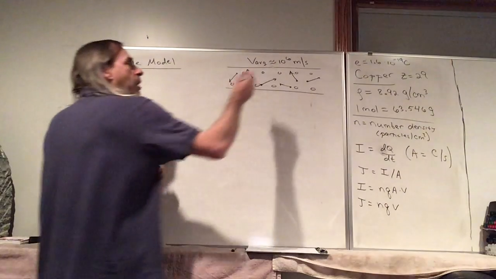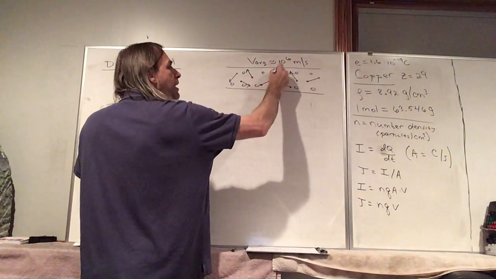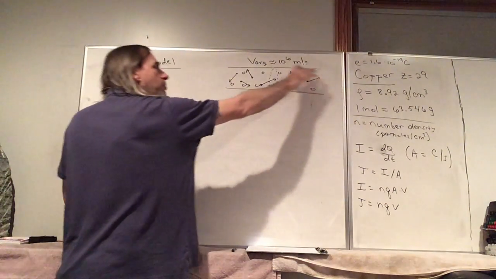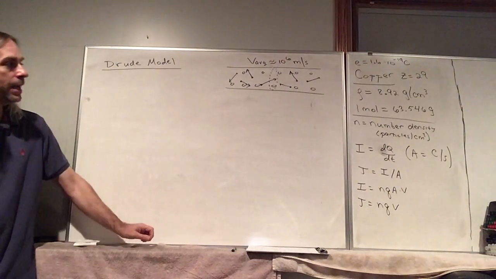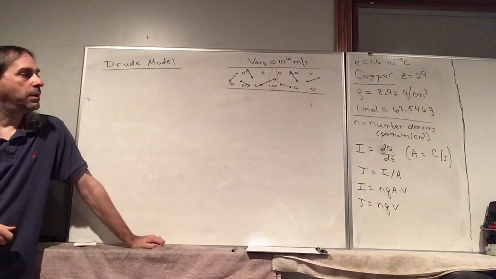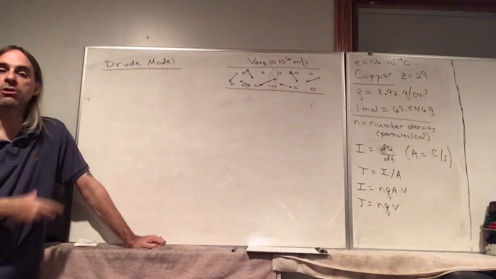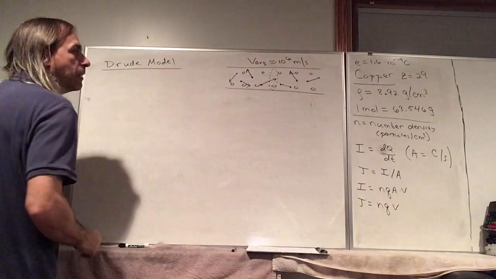So if we draw our surface here, there's a huge number crossing from left to right, but an equally huge number crossing from right to left. Equal numbers, they totally cancel each other out. So there's no current here, unless we apply an electric field.